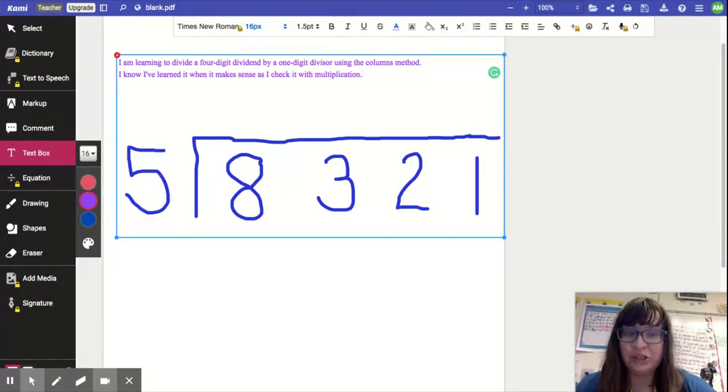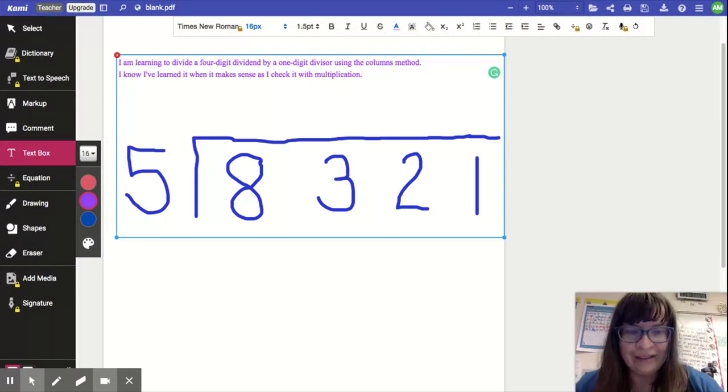This might be a strategy that you are not familiar with, but I like it a lot and I use it with the students all the time in my class. I am learning to divide a 4-digit dividend by a 1-digit divisor using the columns method. So remember that the dividend is the number that's inside of this box and the divisor is the number that's outside the box.